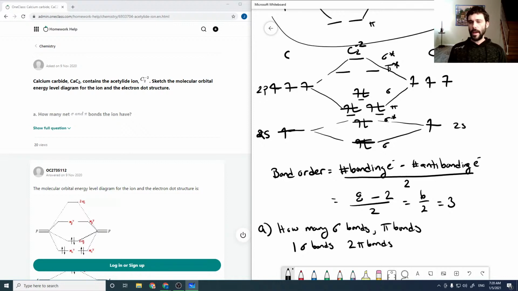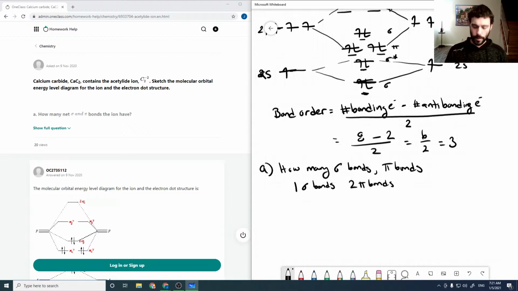So that would be net as well, because this sigma bond is being canceled with this sigma antibond. So you just count the top ones, basically. Very similar to counting valence. The next question is the bond order, which I answered there. So our bond order is 3.